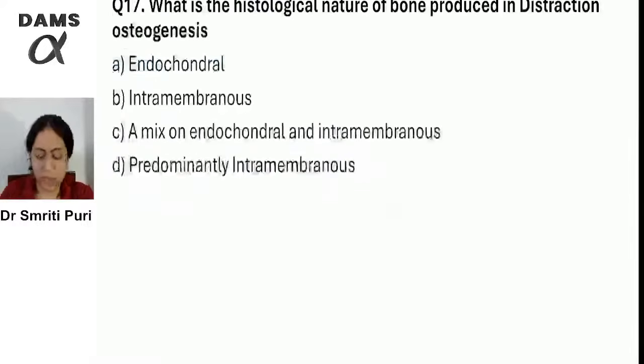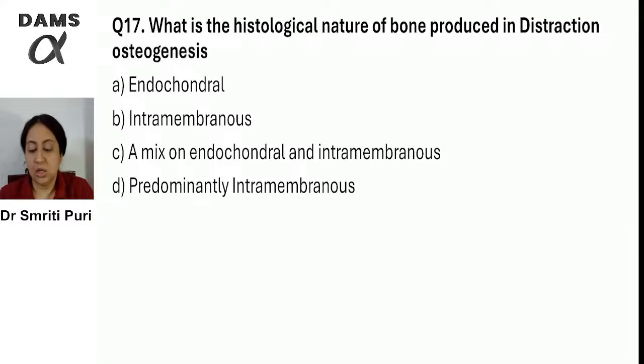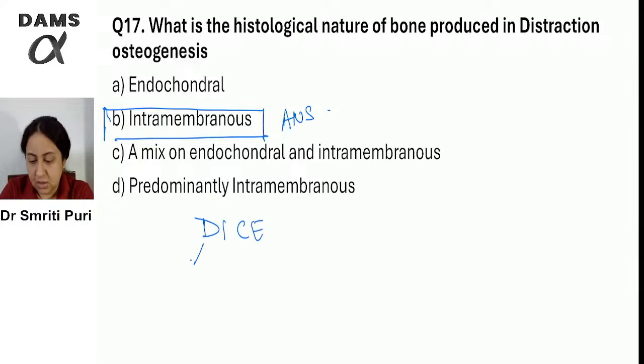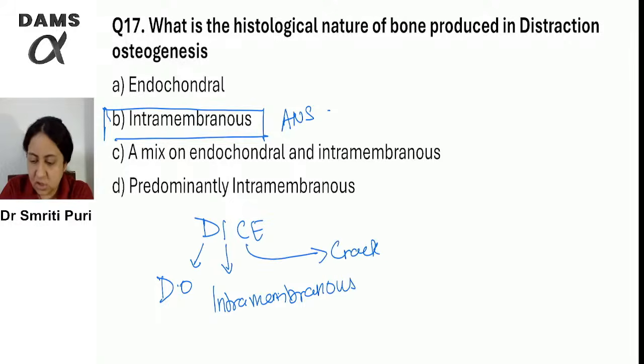Now let's come to question number 17. What is the histological nature of bone produced in distraction osteogenesis? This is a one-liner question, very straightforward. The answer here is intramembranous. Please remember this mnemonic, DICE. So DO, intramembranous; crack, that is fracture, endochondral.